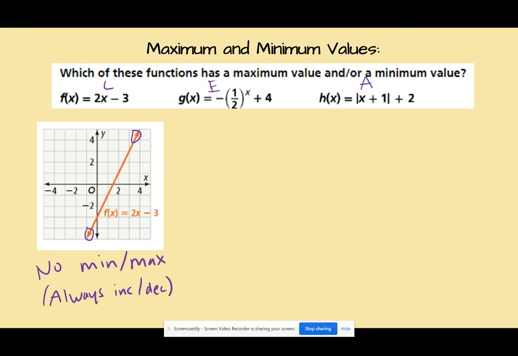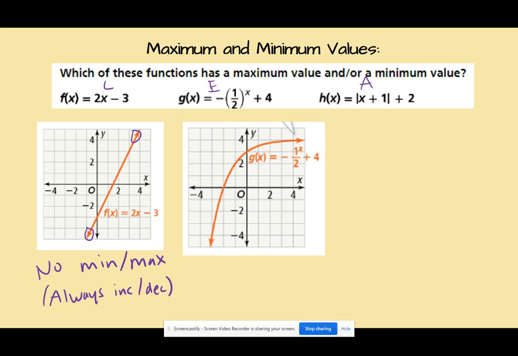Let's take a look at our exponential function. I see the arrows on the endpoints. Now we did talk about that asymptote right here. It does appear that it's going to approach 4, but it's never going to actually touch 4. But here's where it gets a little tricky. This one actually has no min or max, because although this side is going to keep on increasing, getting closer and closer to 4, it's never actually going to touch 4, but it's still increasing. So it is always increasing and decreasing.